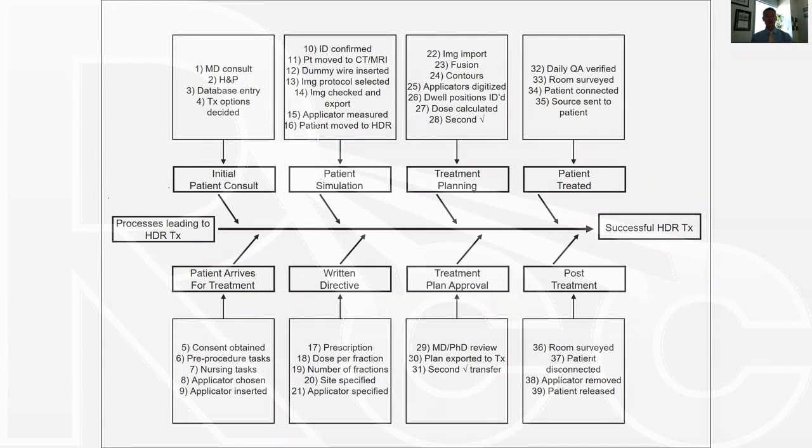The flow chart here is just a very broad overview. It's more generic for all HDR procedures. It includes multiple steps and processes, starting with the physician seeing the patient in consult. It then branches to various steps like pre-treatment, patient implant, patient imaging, treatment planning, treatment plan approval, etc. It also has several steps or processes associated with each of the aforementioned steps.